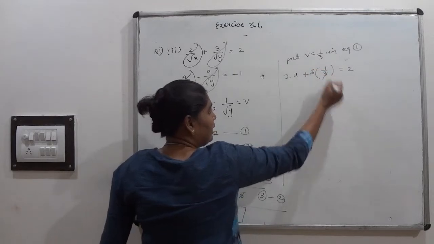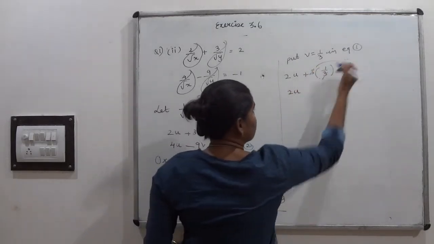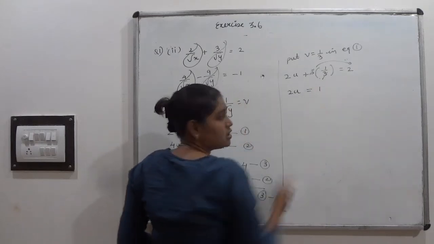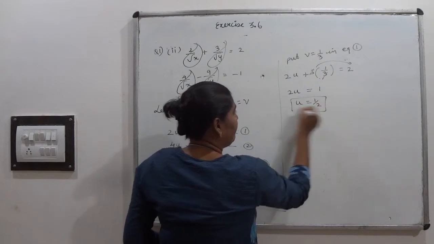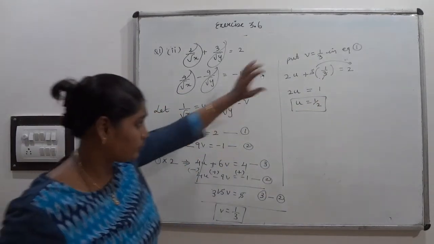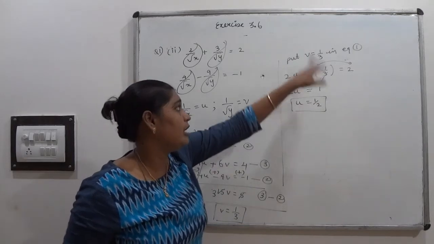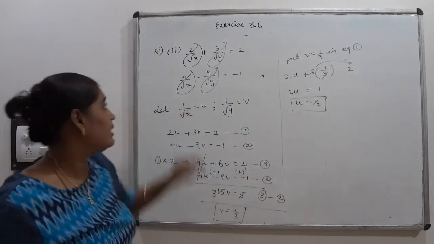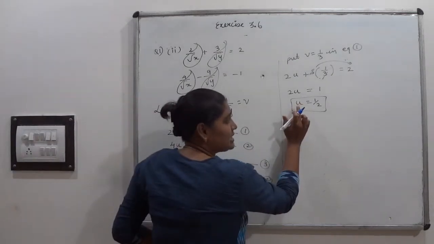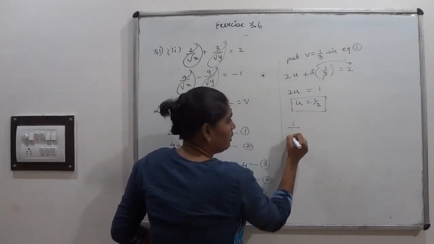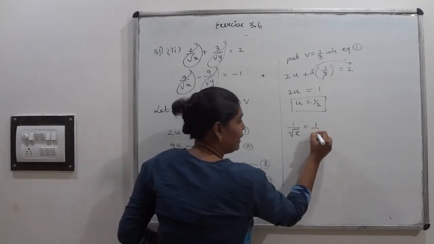Multiply by 3, divided by 3 is cancelled. So 2u plus 1 goes outside, minus 1. 2 minus 1 is what? 1. Then u equal to 1 by 2 came. Put that u value. Here u value is 1 by 2, v value is 1 by 3. I need x and y values in these equations. So what you have assigned for u? U equal to, I have taken as 1 upon root x, equal to 1 by 2.